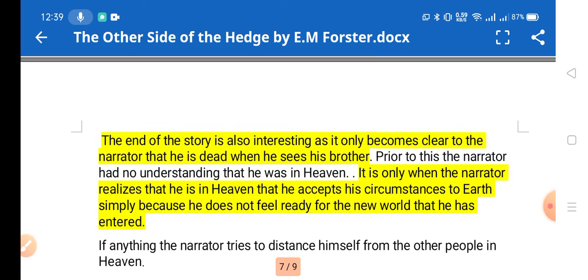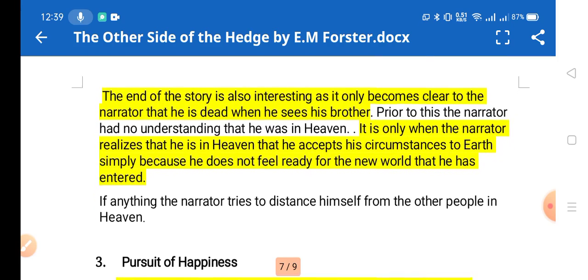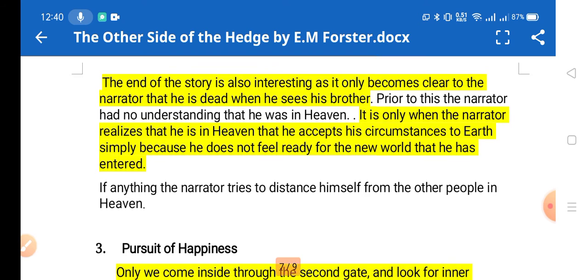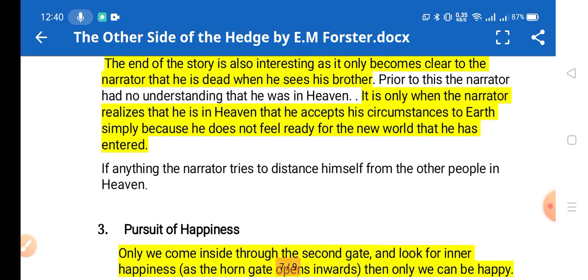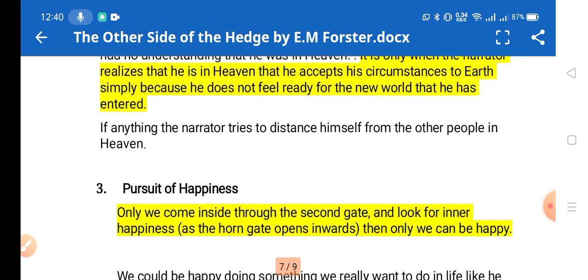And the end of the story is also interesting. It becomes clear to the narrator that he is dead, and he sees his brother. Now we accept that actually he was in heaven, and it is only when the narrator realizes that he is in heaven that he accepts his circumstances, because he does not feel ready for the new world that he has been brought into.